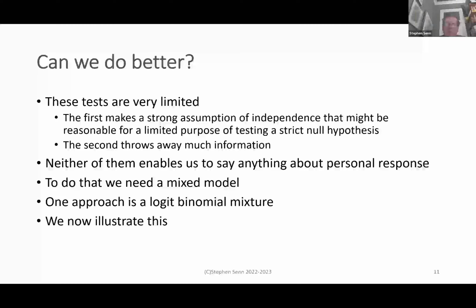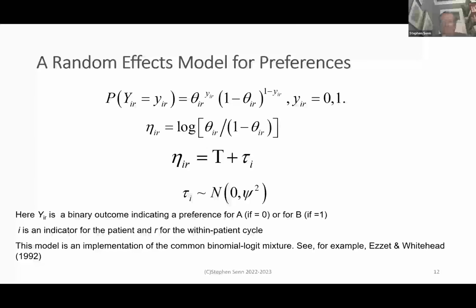The second, however, throws away much information. Neither of them enables us to say anything about personal response. So this is where we need a mixed model. And one approach is a logit binomial mixture, which is very common in applying random effects to binary outcomes. And we're now going to illustrate this.